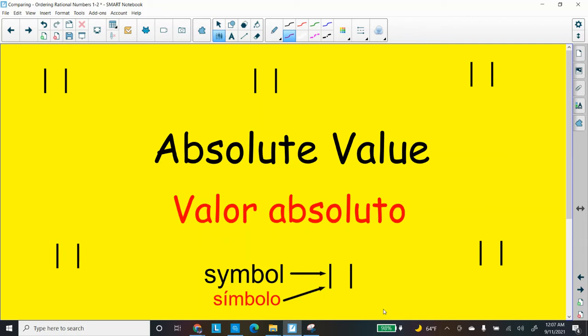Dr. Robinson here again. We're going to continue our studies. We are now talking about absolute value from lesson 1.2 on our handout on rational numbers. So absolute value, and the symbol is these parallel lines. If you're wondering why they're there, that's the symbol for absolute value.